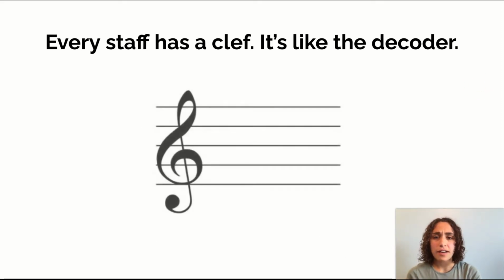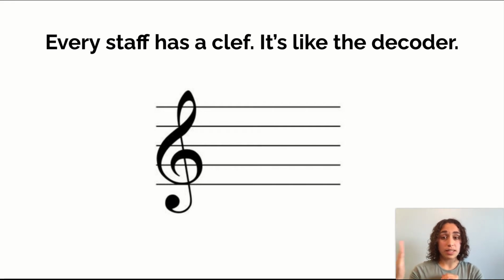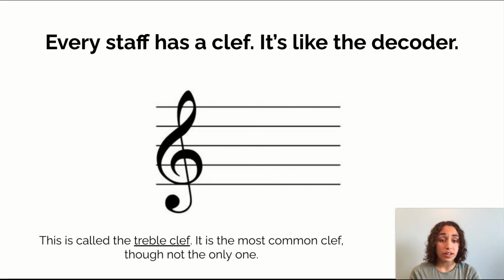Now, every staff has a clef. It's kind of like a decoder. So there are these 5 lines, but depending on what symbol is put at the very beginning of the staff, we read it differently. This one that you see here is called the treble clef, and it is the most common clef. It's not the only one, but it's the one that we're going to talk the most about. And today we are going to learn how to read the names of the notes on the treble clef. Super excited. Are you ready to get started?